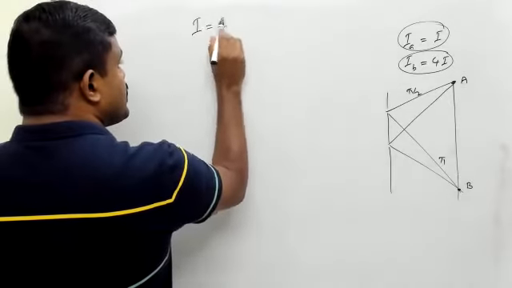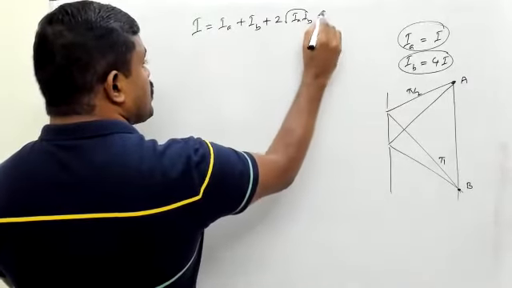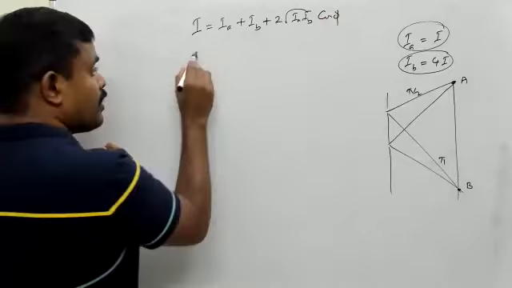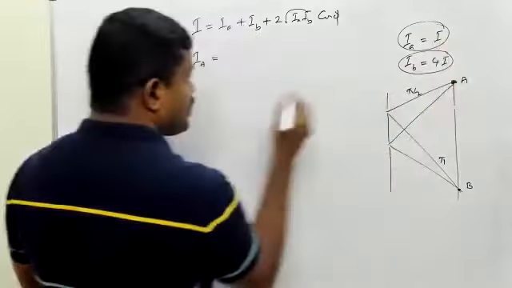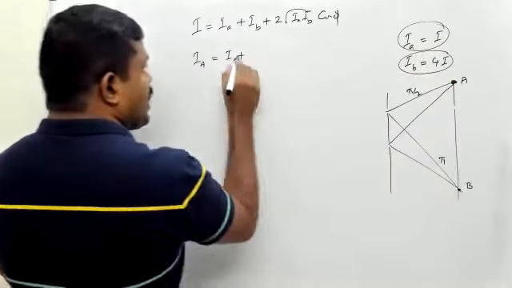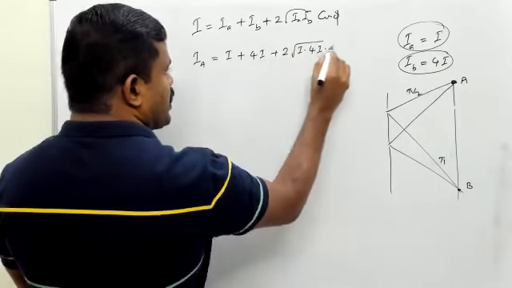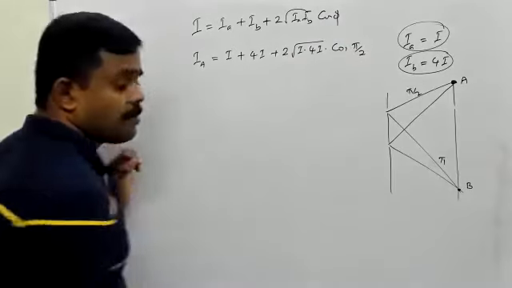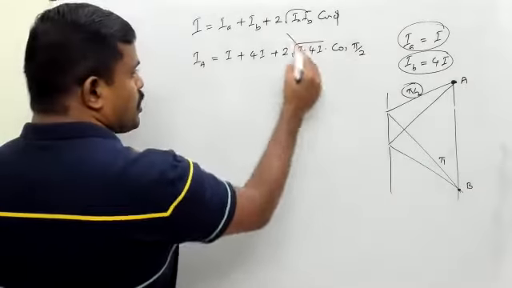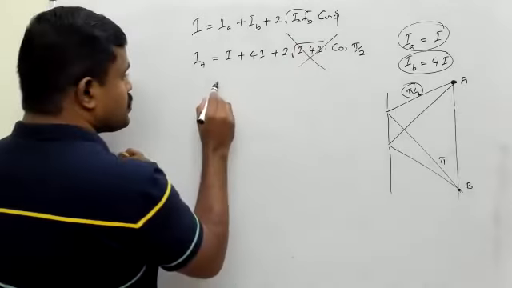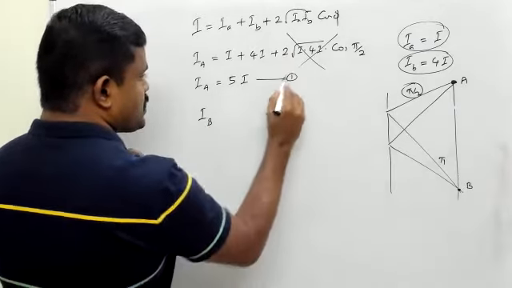What is the equation for finding intensity? IA plus IB plus 2 root IA IB cos phi. That's what we wrote, right? So I am finding the intensity at A first. What is it? IA, that is I, plus IB, that is 4I, plus 2 into root of I into 4I into cos of pi/2. Why pi/2? Because the phase difference upon reaching A is pi/2. Cos pi/2 is 0, cos 90. So I plus 4I will be 5I. I got the intensity at A.